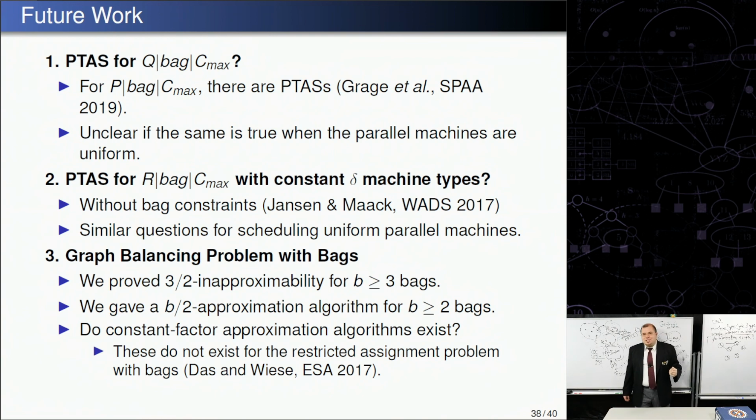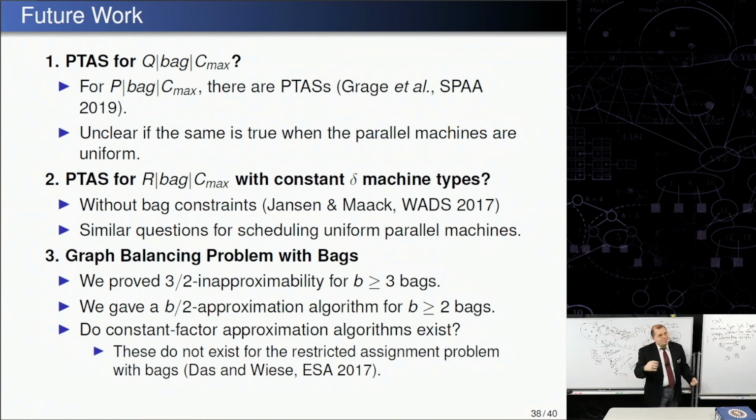One that I'm especially interested in, one I've been thinking about for some time, is for the graph balancing problem. If we impose the bag constraints, do there exist constant factor approximation algorithms? That's an outstanding problem that I'm very interested in. In the paper I highlighted earlier, we showed that there's a B over 2 approximation algorithm, which does solve the graph balancing problem with 2 bags polynomially. So it's polynomial time solvable with 2 bags.